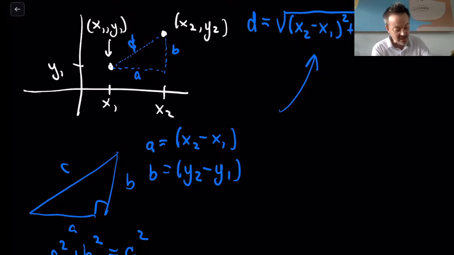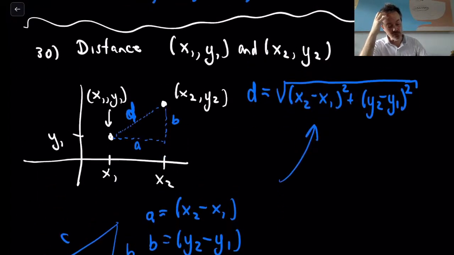And instead of c, let's call it d for distance. So if you forget the distance formula, this is the moral of the story. If you forget the distance formula for 2 points, it's the Pythagorean theorem, as long as you remember that. Okay, so let's just do one real quick.